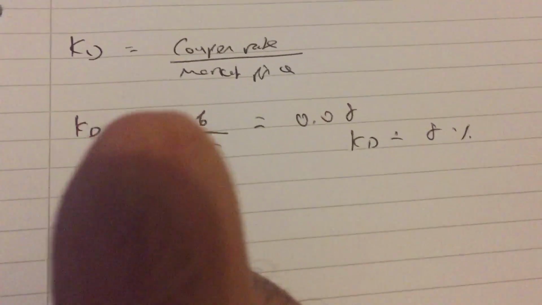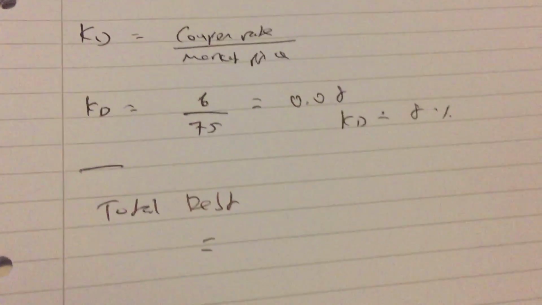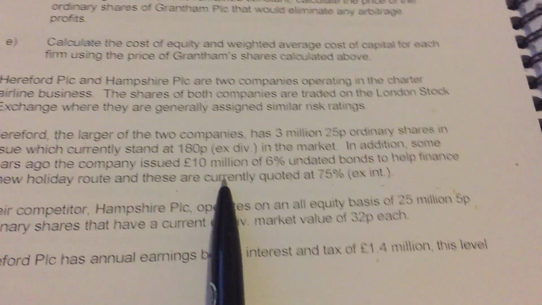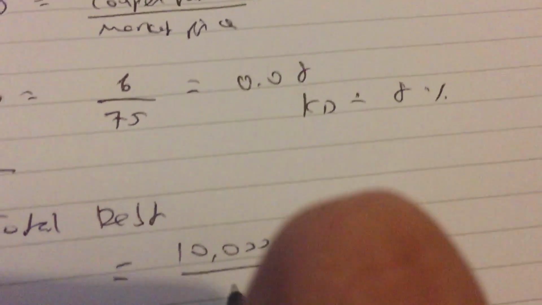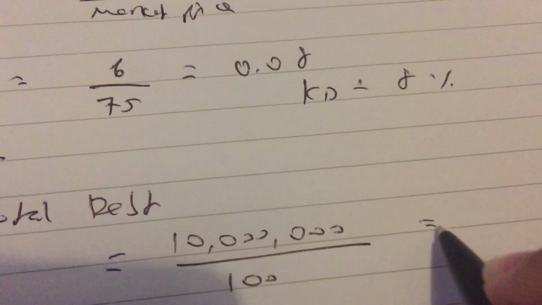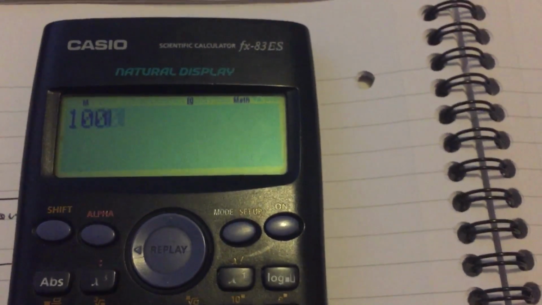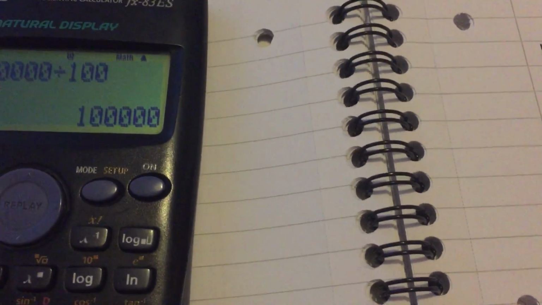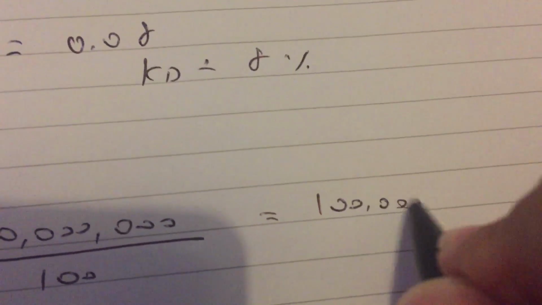Now we want to work out a total debt amount. Total debt equals, what do we have? Herfield has 10 million, 6% undated bonds. So total debt is 10 million, divided by nominal value 100, always 100, which equals 100,000, multiplied by market price 75 equals 7,500,000. That is our total debt.